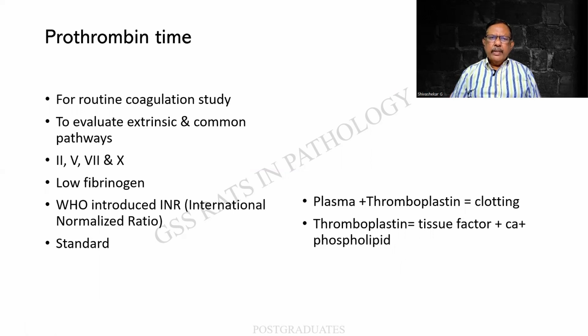The prothrombin time is one of the routine coagulation studies. It is used to evaluate the extrinsic and the common pathways. Please remember there is a logic in this. The extrinsic and the common pathways, and also to assess any dysfunction in factor 2, 5, 7, and 10. Low fibrinogen level, etc. can be studied by means of this prothrombin time.